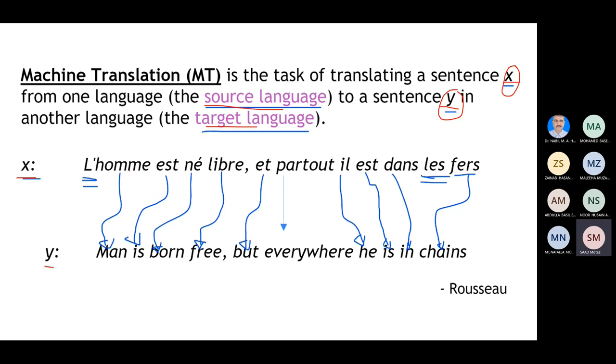We have something called alignment here in machine translation. With alignment, partout is like everywhere. But here we have les hommes, with a definite article, which has no equivalent in English. We sometimes have the same in Arabic. So it's not always that for every source word you have an equivalent target word. Here we have an additional definite article for the ruler, for the chain.